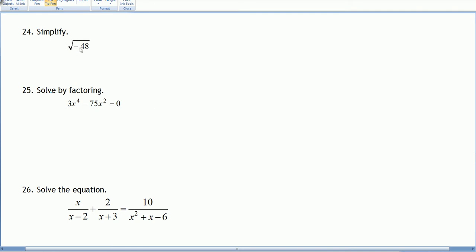Simplify square root of negative 48. That is equal to square root of 48 times i, because whenever we have a square root of negative a, that is the square root of a times the square root of negative 1, and the square root of negative 1 is i. So that's the rule. So this is square root of 48 times i.